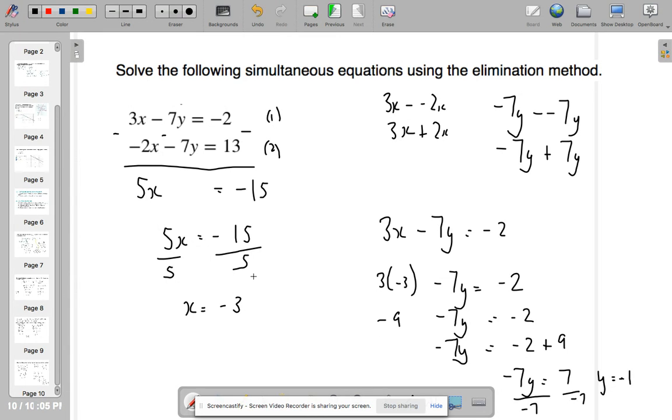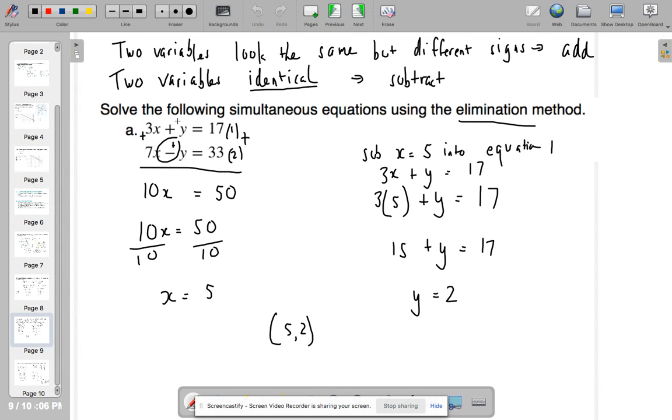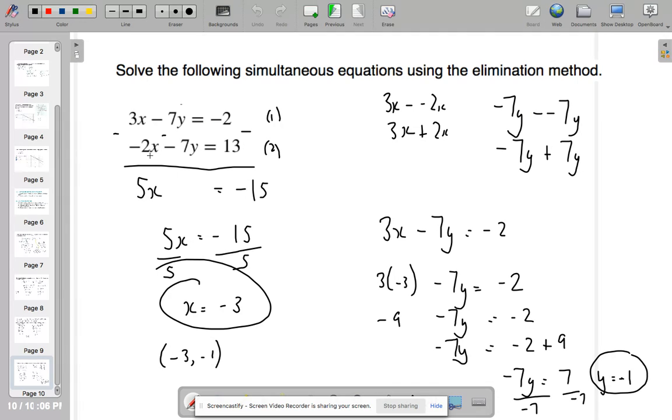So there's my two answers. x equals -3, and y equals -1. Now you can always put those back in here and see if they fit. And remember, when we put our answer down, it's in point form: -3, -1. So there's a couple of simultaneous equations using the elimination method. If the two variables are identical except for their sign, you add the two equations. If the two variables are absolutely identical, you subtract the two equations.